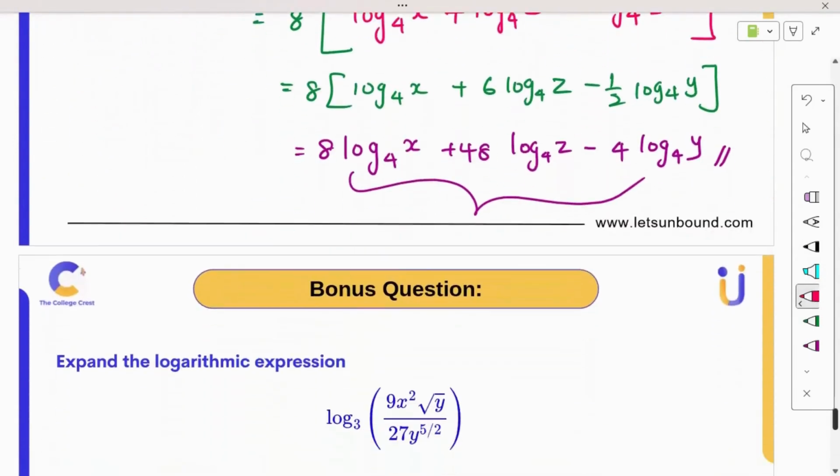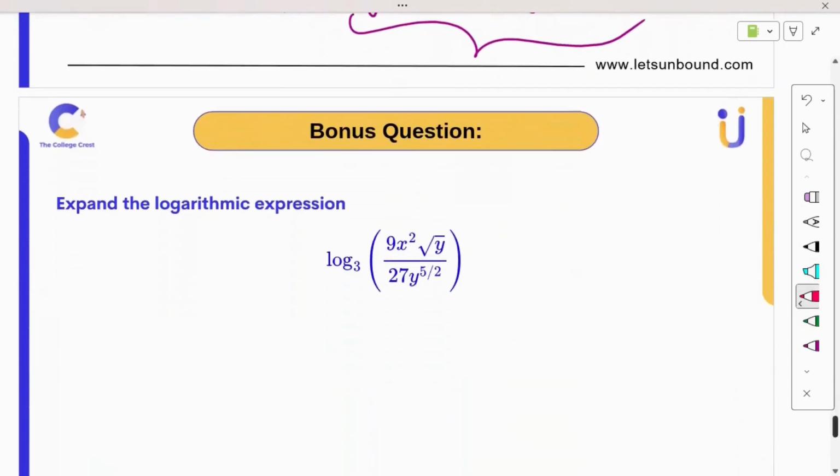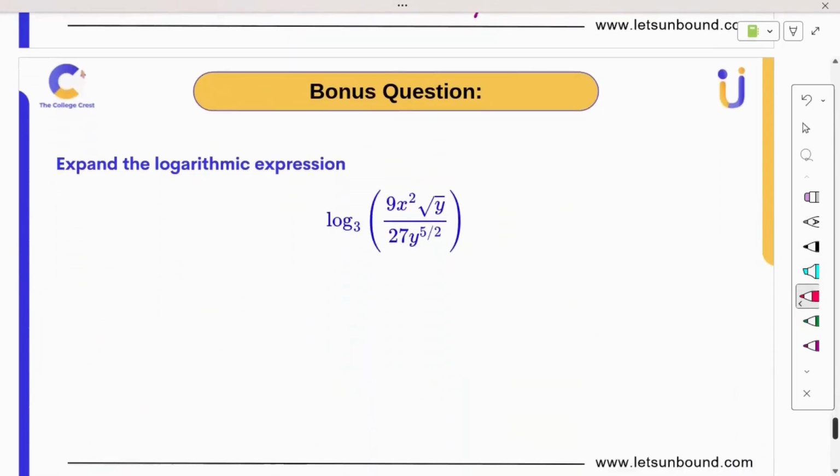And yes, I have a bonus question on expanding. Okay. So expand the logarithmic expression. You can take a screenshot of this.